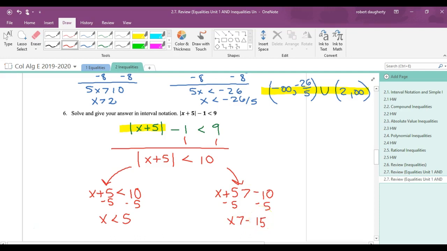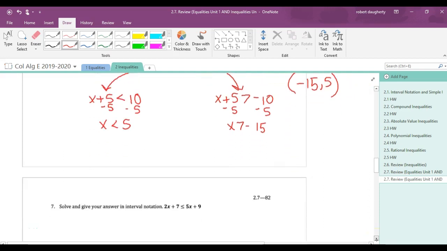On a number line, which of those is smaller? That's negative 15 and 5. What does it mean to be greater than negative 15? That's this situation. What does it mean to be less than 5? So it looks like I have one interval there. The interval is from negative 15 to 5.